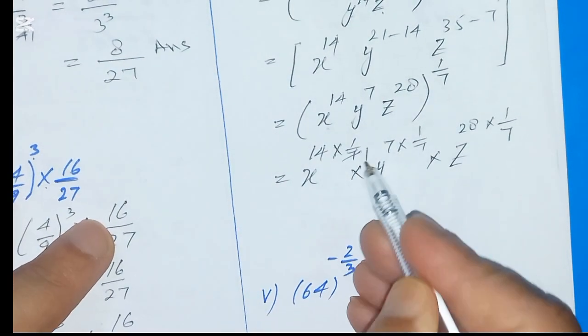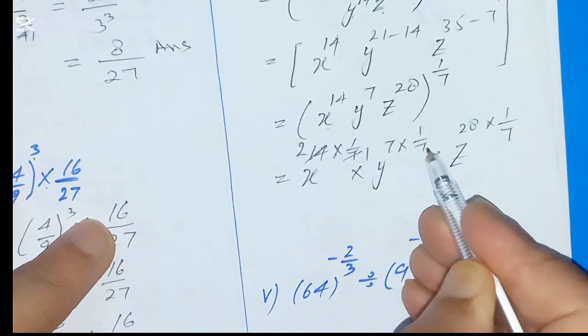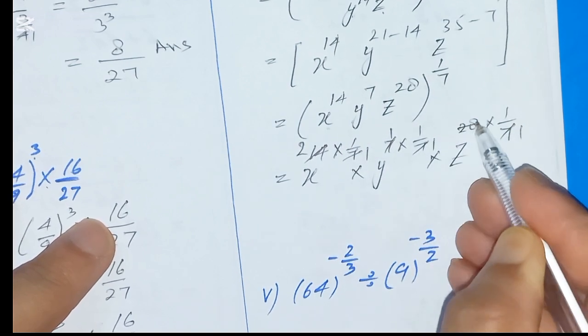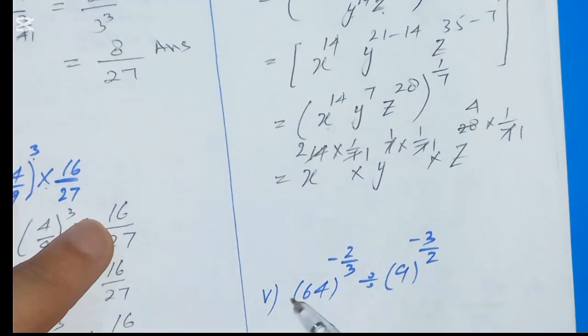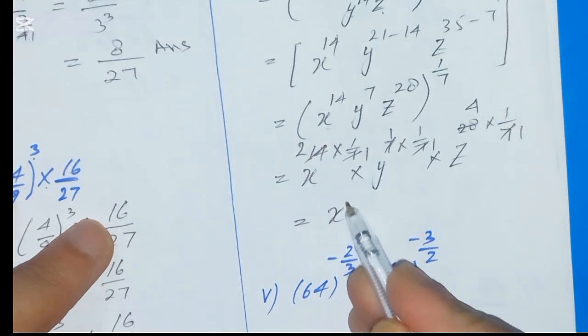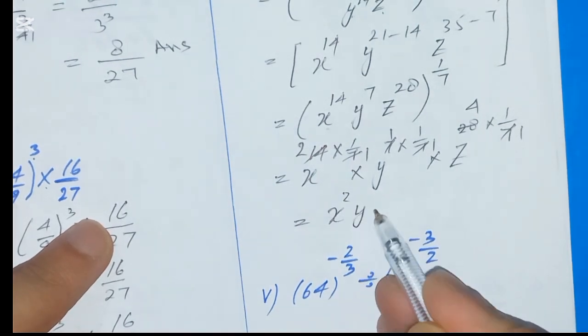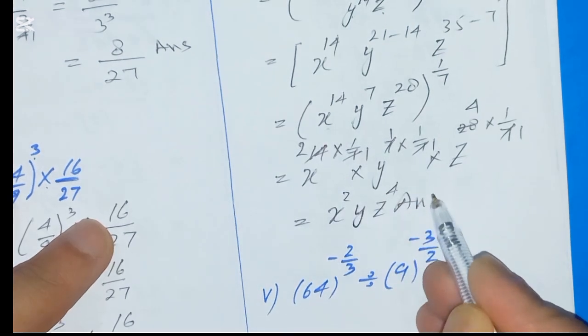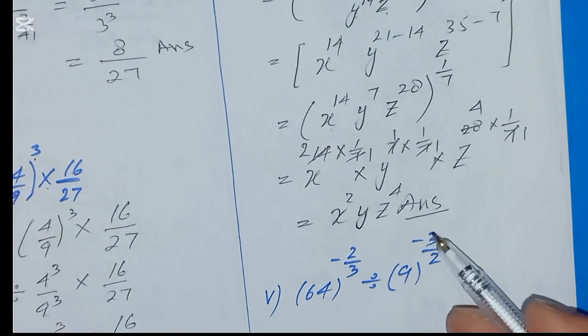7 ones are 7, 7 twos are 14, 7 fours are 28. So the final answer is x power 2, y power 1, which is not necessary to write, and z power 4. So this is the simplest form of this question.